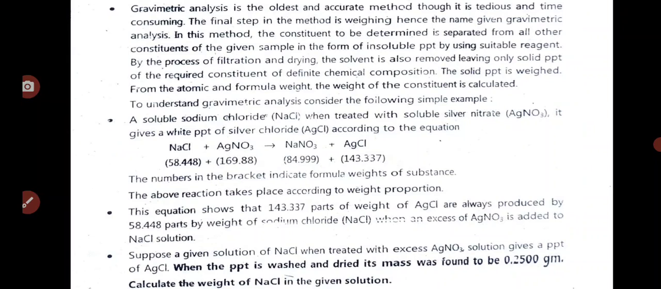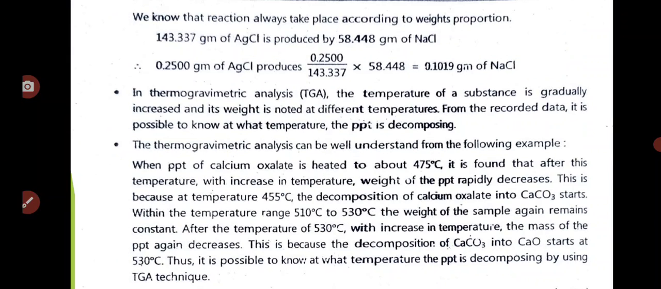So the NaCl solution is treated with excess AgNO3, and this gives the precipitate of AgCl. When the precipitate is washed and dried, its mass is found to be 0.2500 gram. Calculate the weight of NaCl in the given solution.